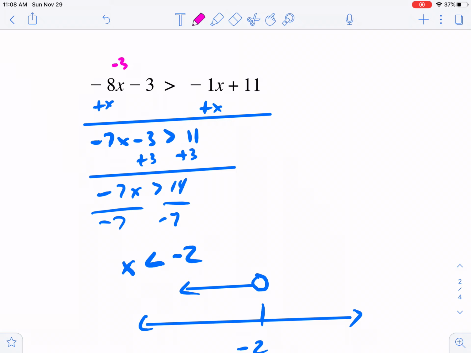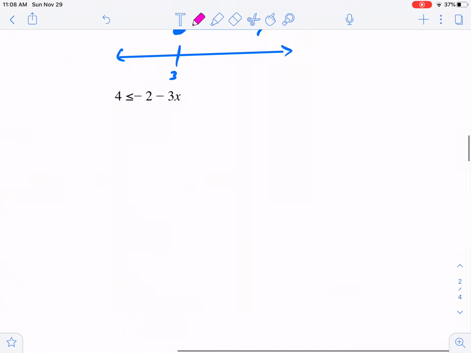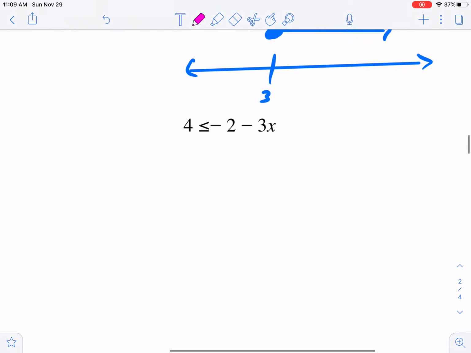So negative 3 times negative 8 is 24. Minus 3, you get 21 on the left side. Negative 3 times negative 1 is 3. 3 plus 11 is 14. Is 21 greater than 14? It sure is. So it actually works. Look at that. Okay. Last one.